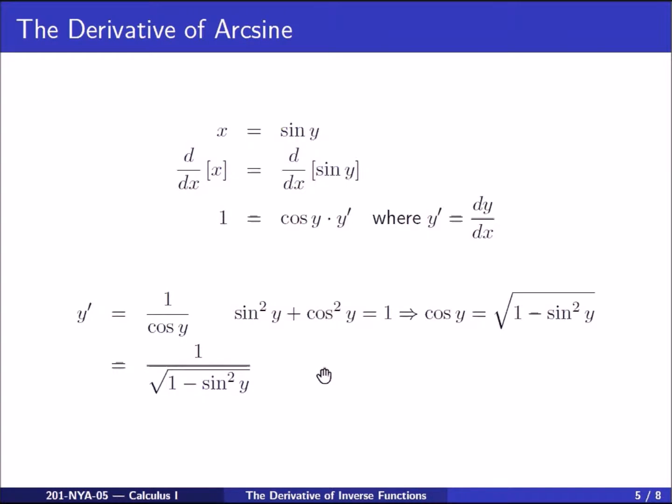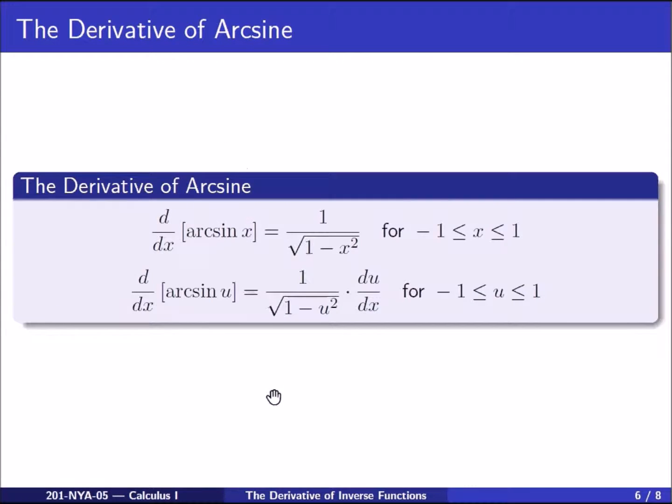And the beauty in using this expression instead of this one is that sine squared of y is sine of y squared, and sine of y is actually x. So we can replace this by x squared. And there we have a formula. The derivative of arcsine of x is 1 over the square root of 1 minus x squared, where x is between minus 1 and 1. And below is the chain rule version of that differentiation rule.